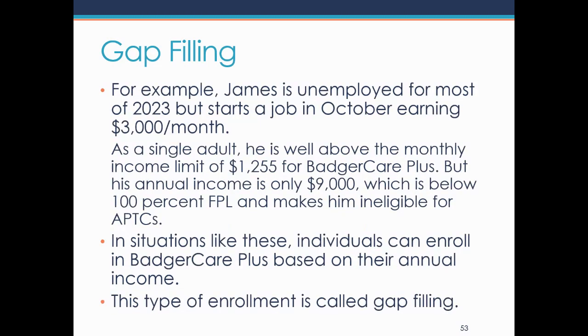Here's an example. James is unemployed for most of 2023 or 2024, but starts a job in October earning $3,000 a month. As a single adult, he's well above the monthly income limit of $1,255 for Badger Care Plus, but his annual income is only $9,000, which is below 100% of the FPL for the year, which would make him ineligible for APTCs. In situations like these, individuals can enroll in Badger Care Plus based on their annual income. This type of enrollment is called gap filling.